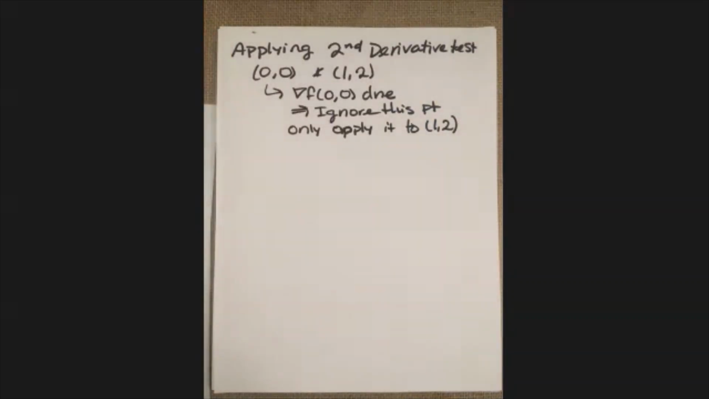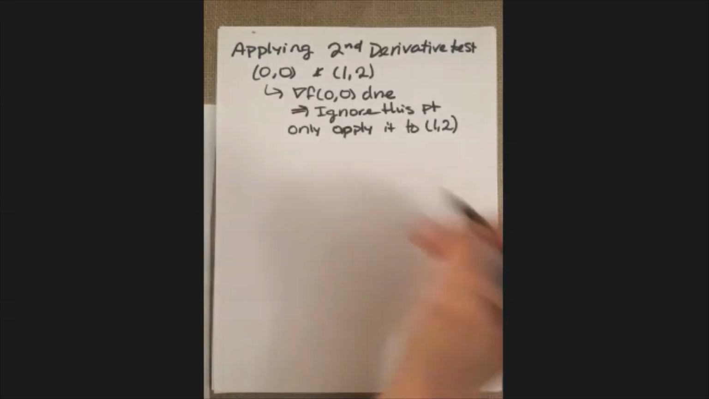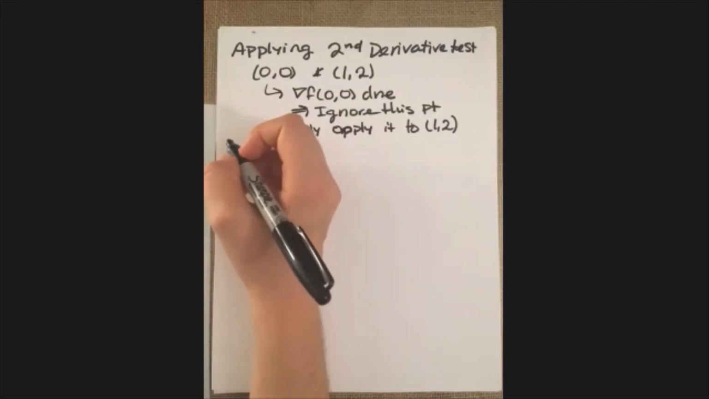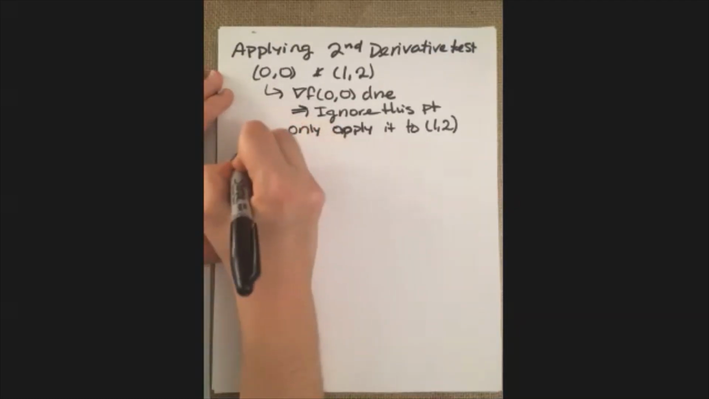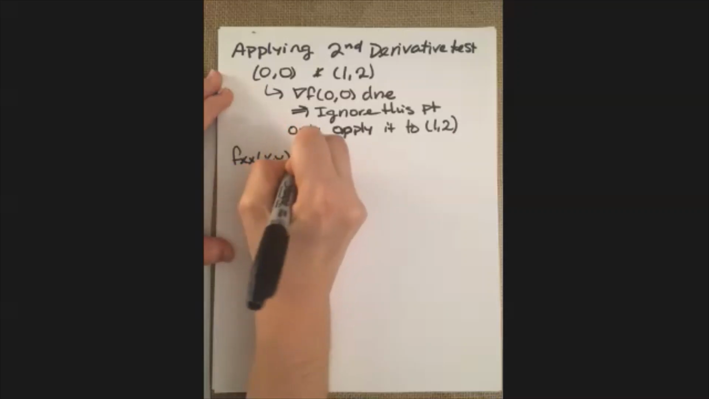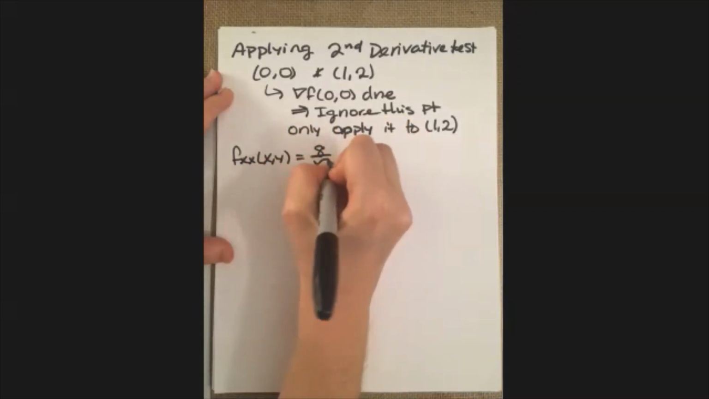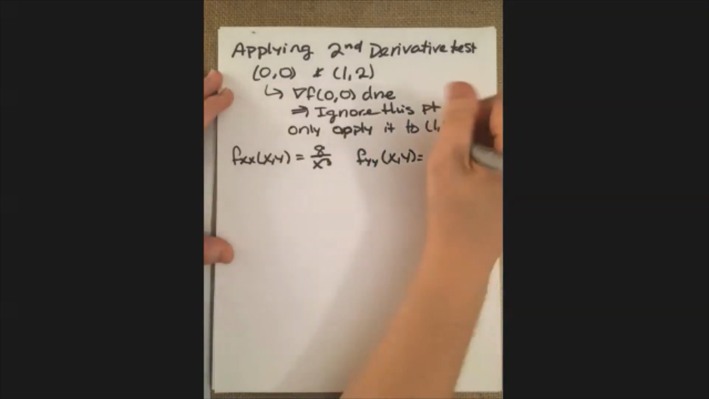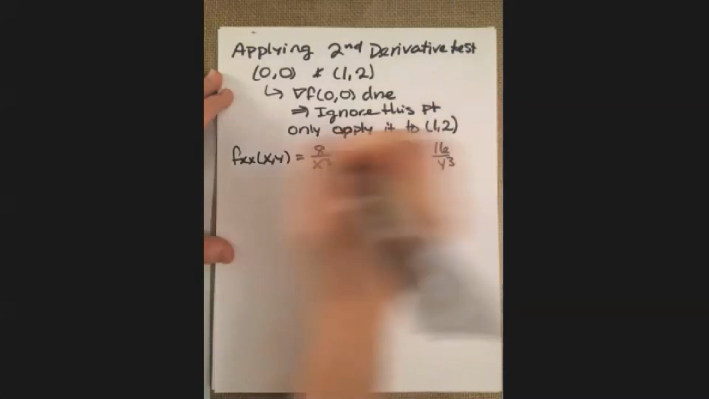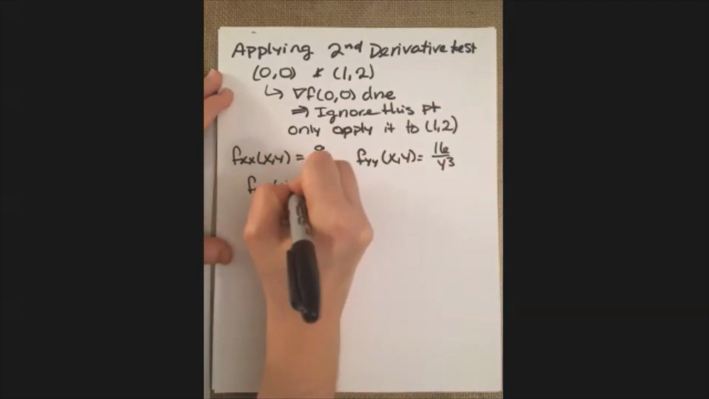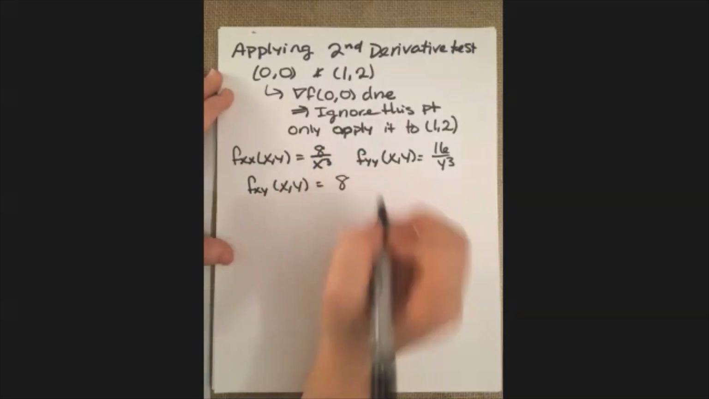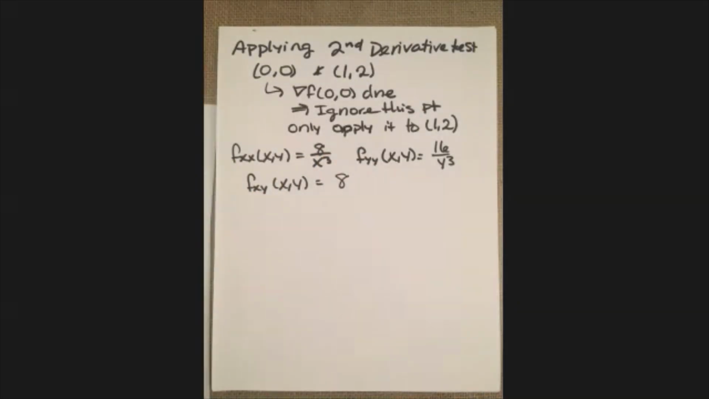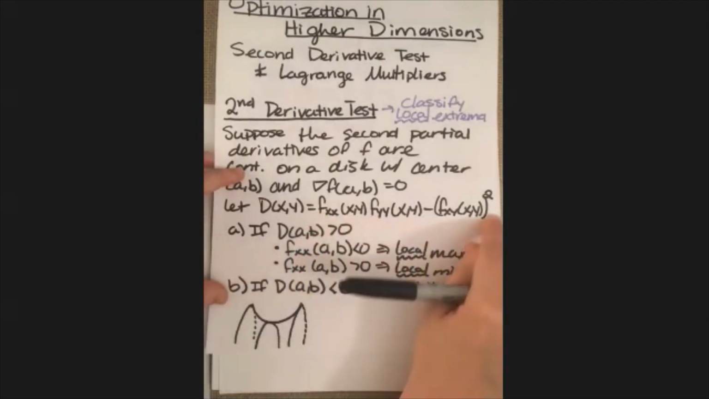Okay. So our second derivative test requires us to compute all the different second partial derivatives. So let's go ahead and do that. Our second partial with respect to x is equal to 8 over x cubed, and our second partial derivative with respect to y is equal to 16 over y cubed. And our mixed partial derivative is equal to 8. So if we go back to what we need in order to do the second derivative test, we have to write out this expression right here.